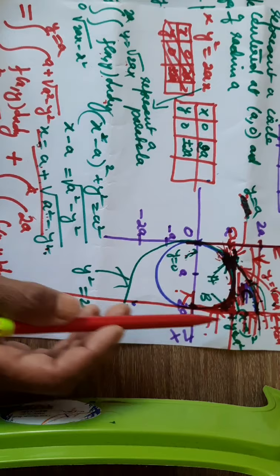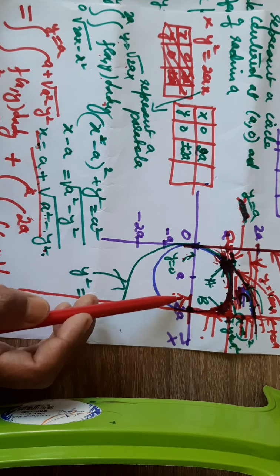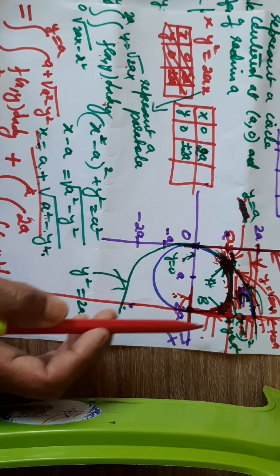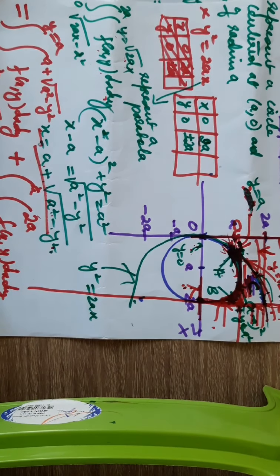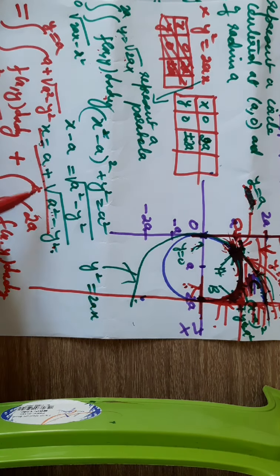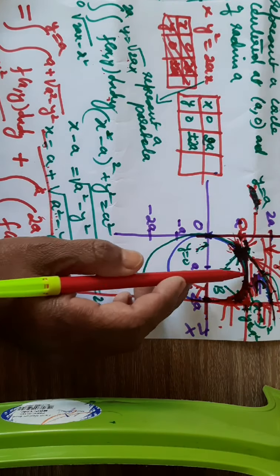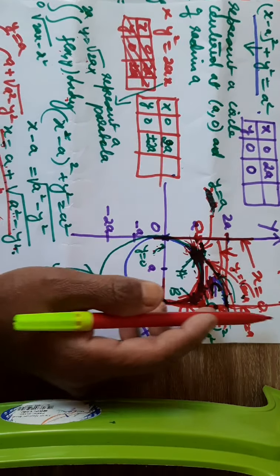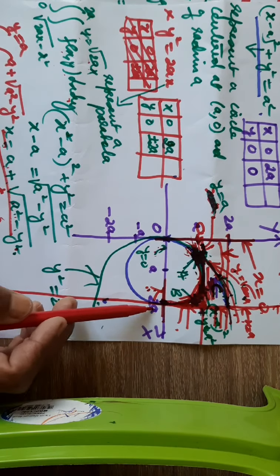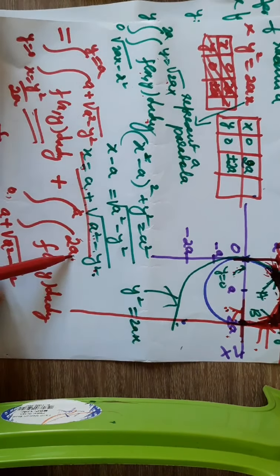And for region B, you can see that again it is bounded below by y is equal to 0, that is the x-axis, and above it is bounded by the line y is equal to a. Then the limit of integration for y will be from 0 to a, and for x, since on the left it is bounded by the circumference of the circle, for which x has been expressed as a plus square root of a square minus y square, and to the right it is bounded by the line x is equal to 2a. So the upper limit will be this one.